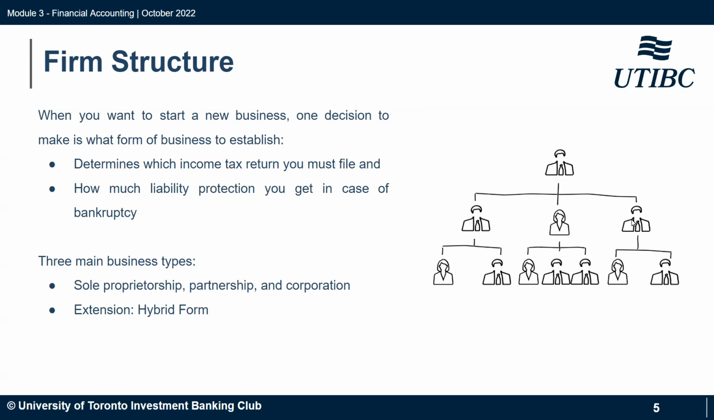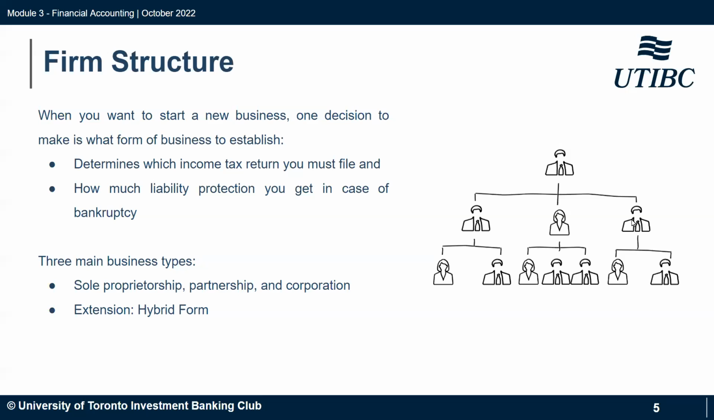So when you want to start a new business, one decision to make is what form of the business you want to establish. You want to determine which income tax you must file and how much liability protection you get in the case of bankruptcy. So there are three business types: sole proprietorship, partnership, and corporation. An extension would be a hybrid form.